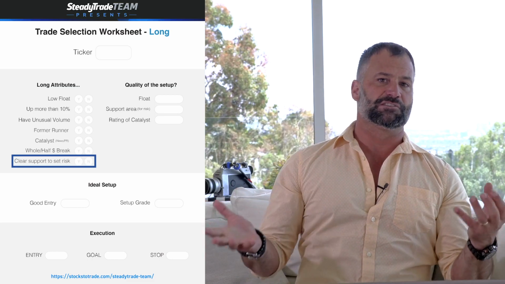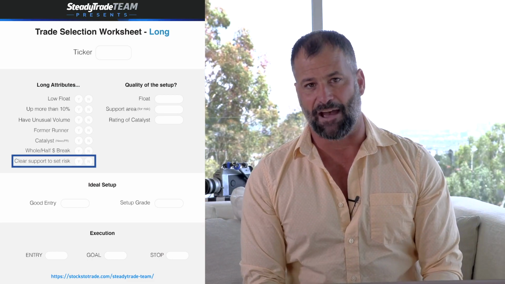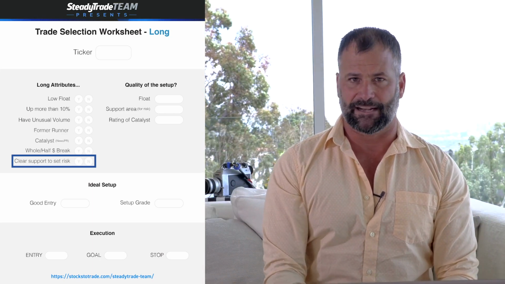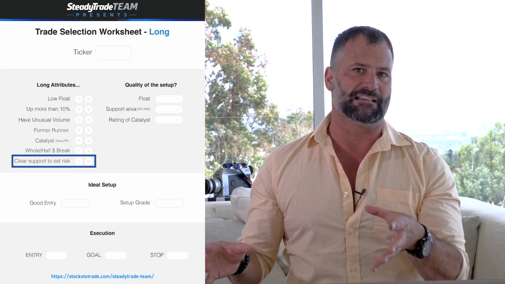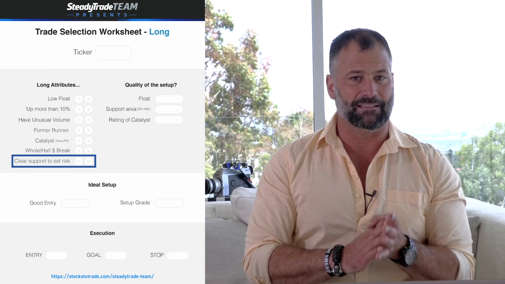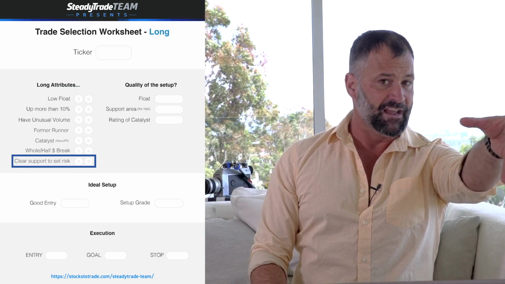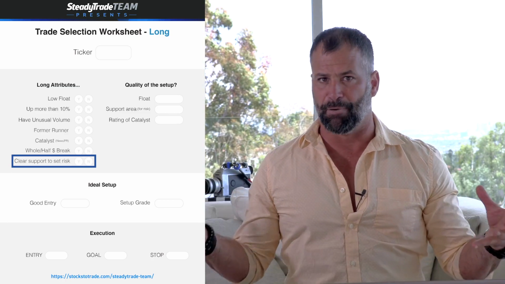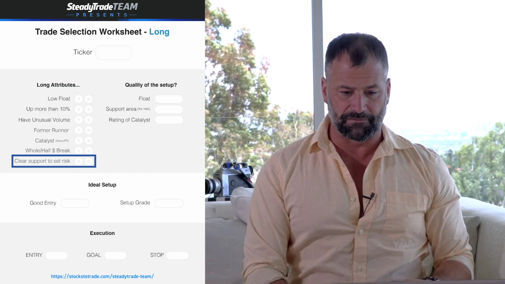Next, is there clear support to base your risk off of? That goes back to whole dollars, half dollars, 52-week highs, red to greens, a lot of these technical indicators we talk about. We want something that's significant to base our risk off of. So if you're buying that $1.50 break, that whole dollar, half dollar break, and then red on the day, if the stock goes below the previous day's close, which is $1.25, that's a great stop to base your risk off of.